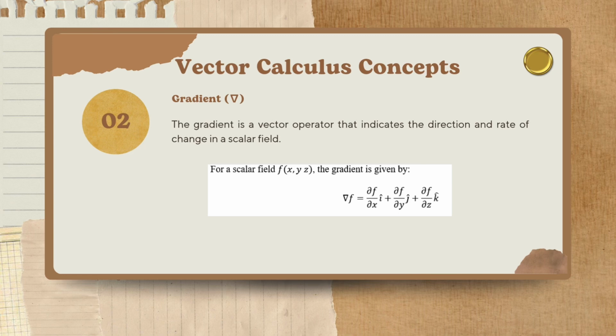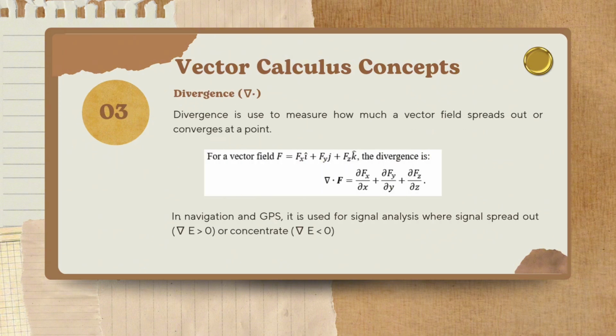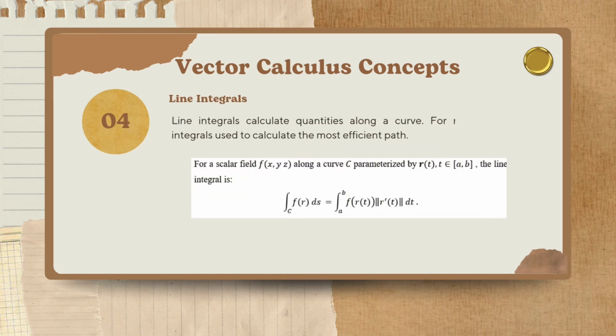Gradient is a vector operator that indicates the direction and rate of change in a scalar field. And the third concept is divergence. Divergence is used to measure how much a vector field spreads out or converges at a point. In navigation and GPS, it is used for signal analysis where signals spread out or concentrate. And the last concept is line integral. Line integrals calculate quantities along a curve, and for navigation, it is usually used to calculate the most efficient path, and the formula is shown below.